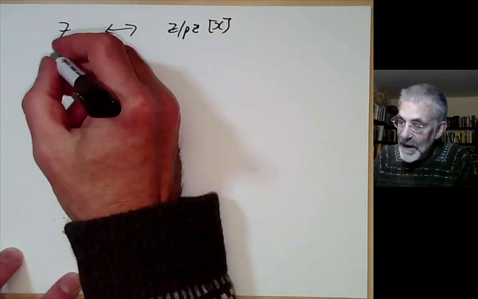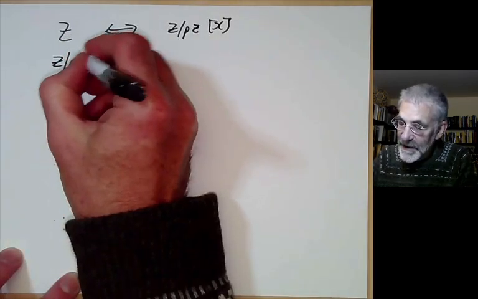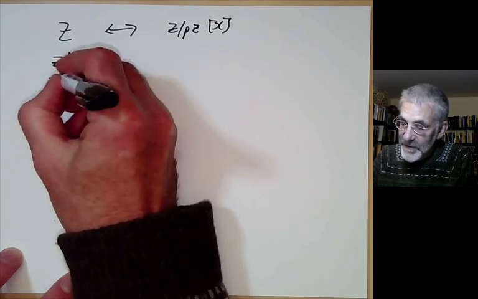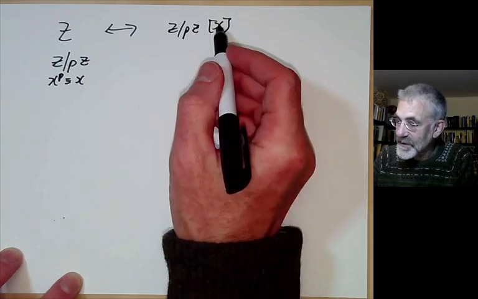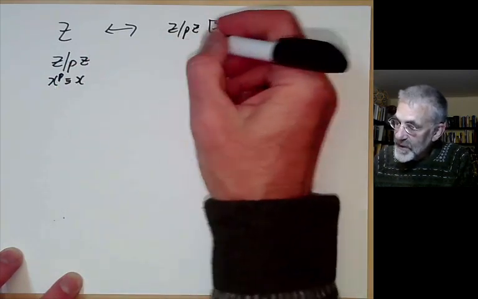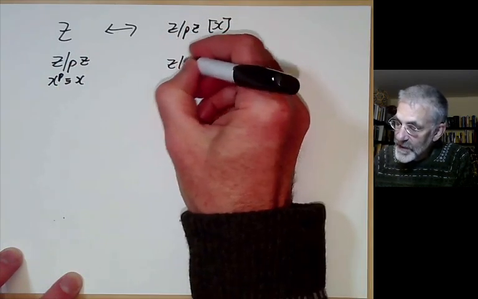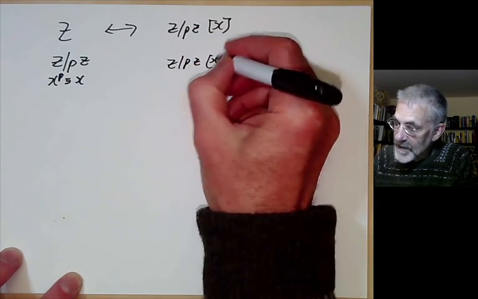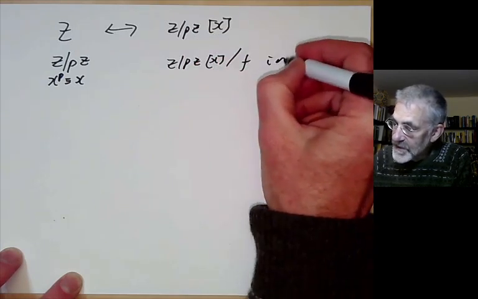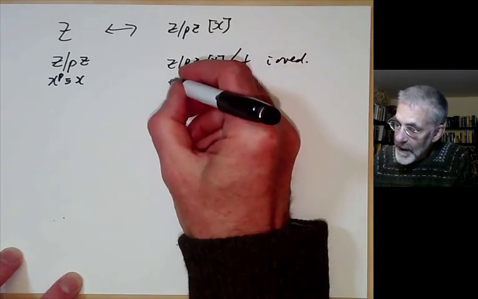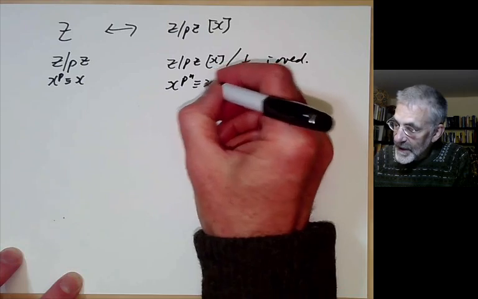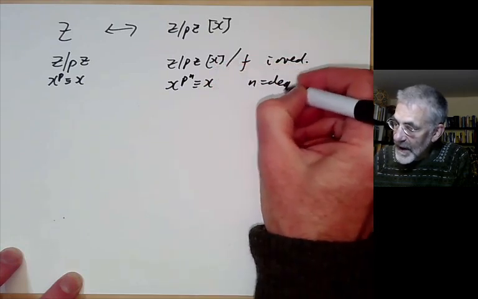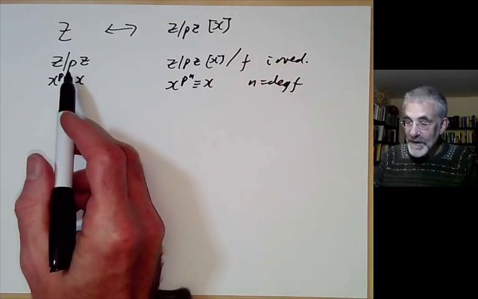For example, we've already had Fermat's theorem in Z modulo PZ, we have X to the P is congruent to X. And we notice that if we take this ring here, Z modulo PZ of X modulo F irreducible, then X to the P to the N is congruent to X, where N is equal to the degree of F. So that's Fermat's theorem.